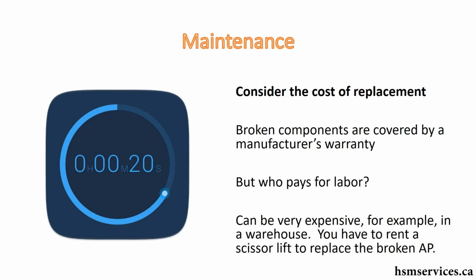Again, consider costs too, because let's say you have that AP up on the ceiling in the warehouse and it breaks, and you can replace it, and then Cisco or Aruba or whoever will give you a new AP for free because it's under warranty. But maybe to get to that AP, you have to rent a scissor lift and climb up there, and the cost of renting a scissor lift and the labor could be like $1,000. So you're out $1,000 even though you didn't pay for the AP.